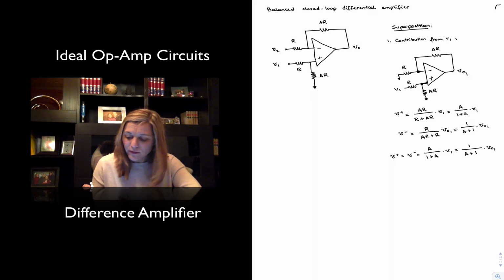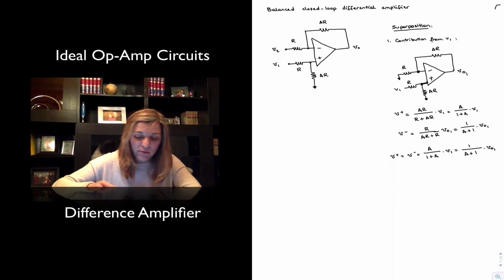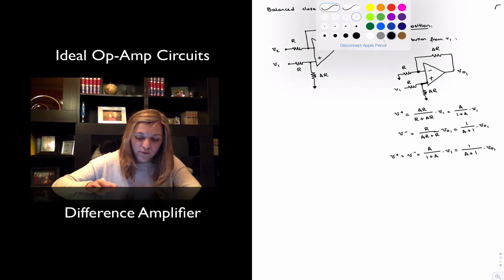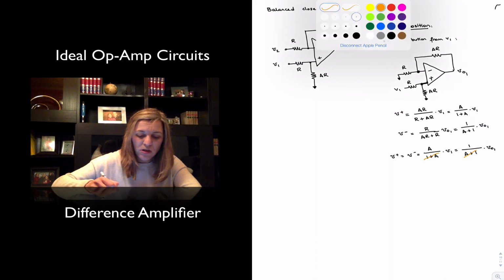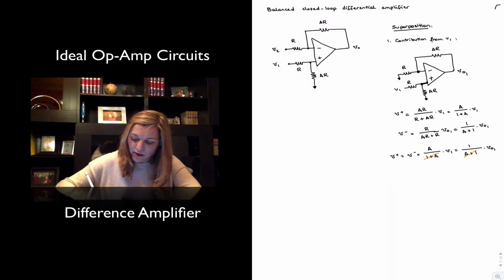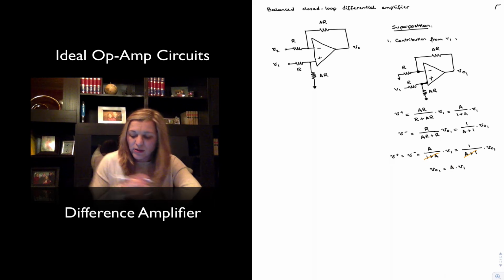By noticing that on both sides of the equation I have the same value in the denominator, 1 plus A is equal to A plus 1, I can basically cancel those by multiplying both sides of the equation times 1 plus A. And I'll be left with Vout1 is equal to A times V1. So that's the contribution of V1 to Vout.